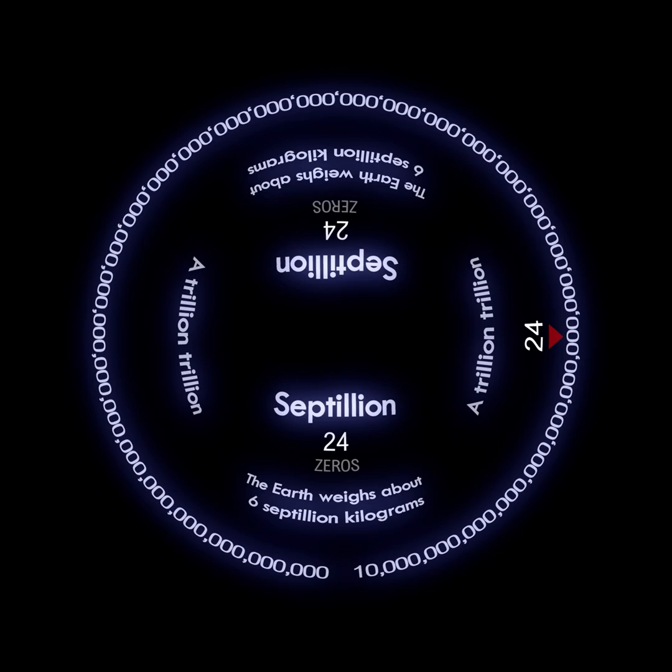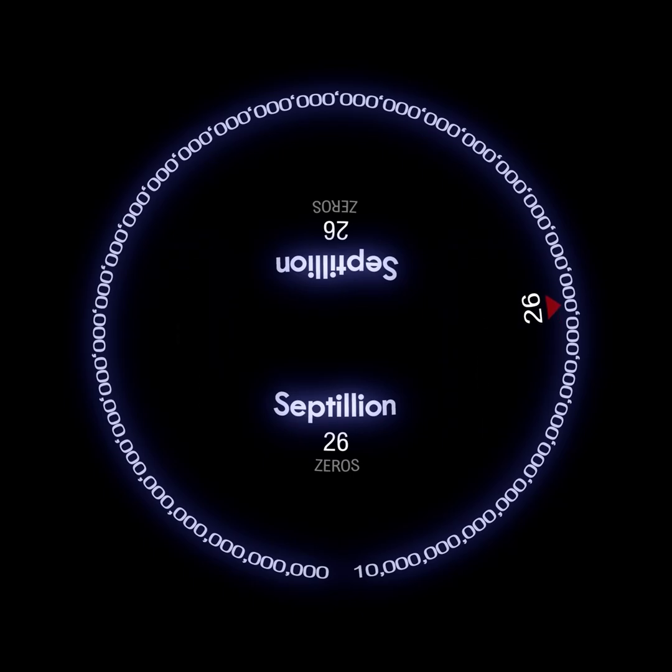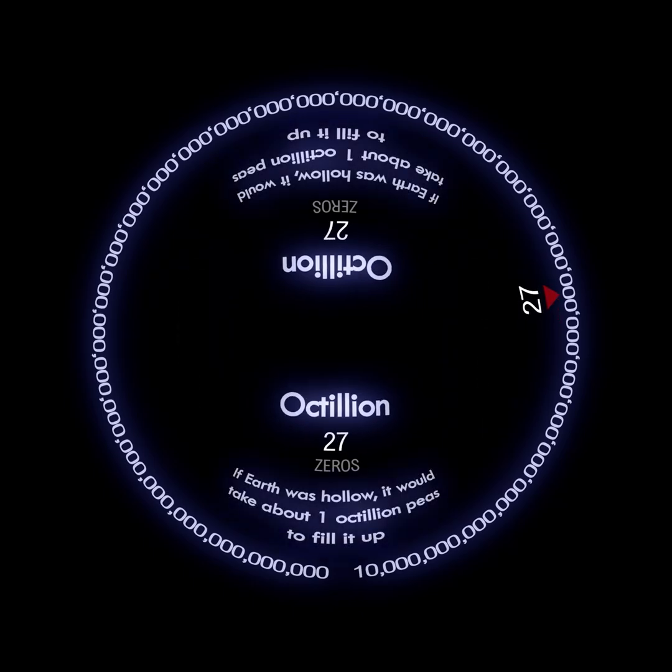A septillion is 1,000 times a sextillion. Our planet weighs about 6 septillion kilograms. Adding another 3 zeros gives us an octillion. If we could hollow out planet Earth and fill it up with peas, we would need about an octillion of them to fill it up.